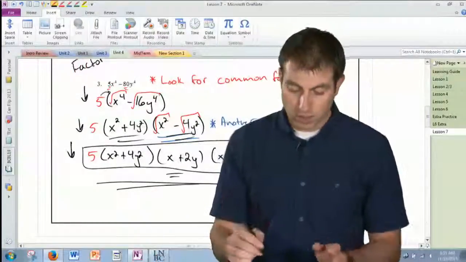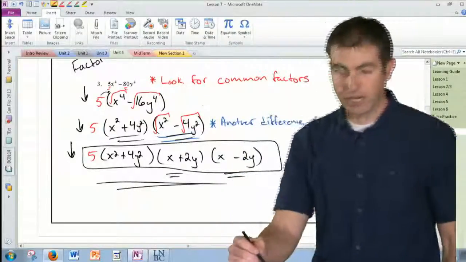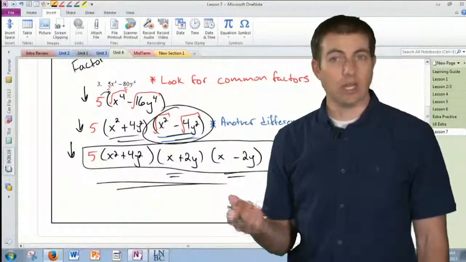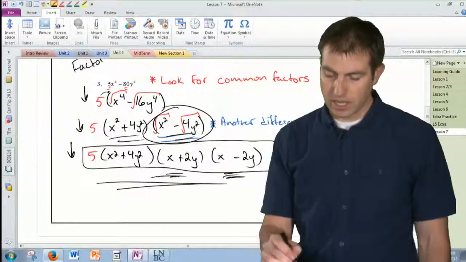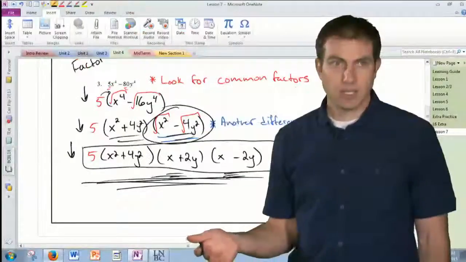So there were still perfect squares here. This second bracket here had these perfect squares in it still. So I needed to go ahead and factor another step. And then once I get here, I can't factor anything anymore, so I'm done. There's just nothing I can do to factor that any further.